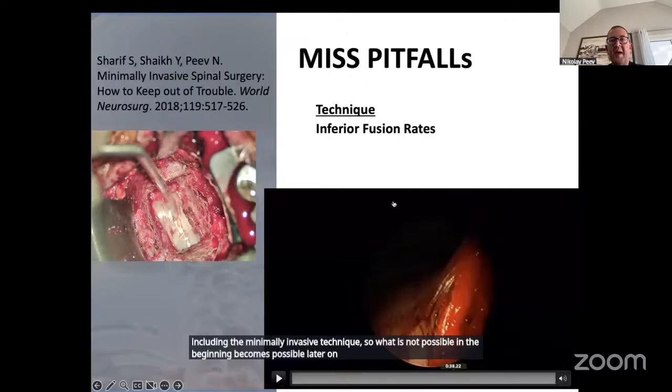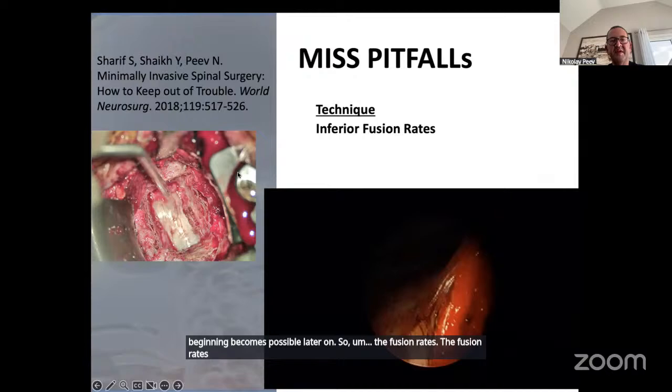So the fusion rates are always a problem with these minimally invasive techniques, and a lot of people are talking about that.